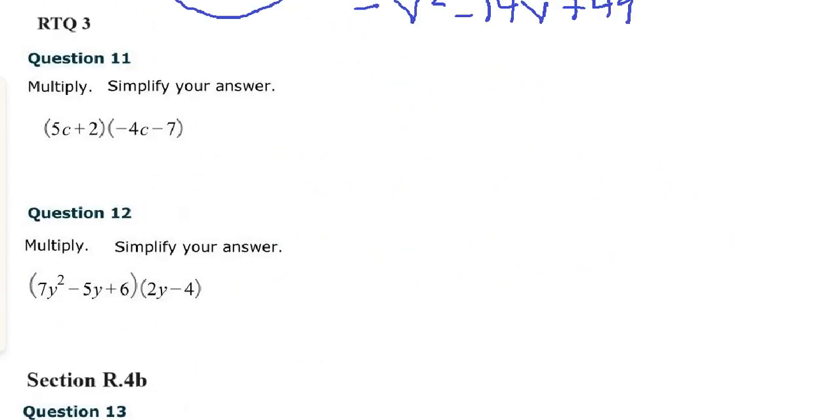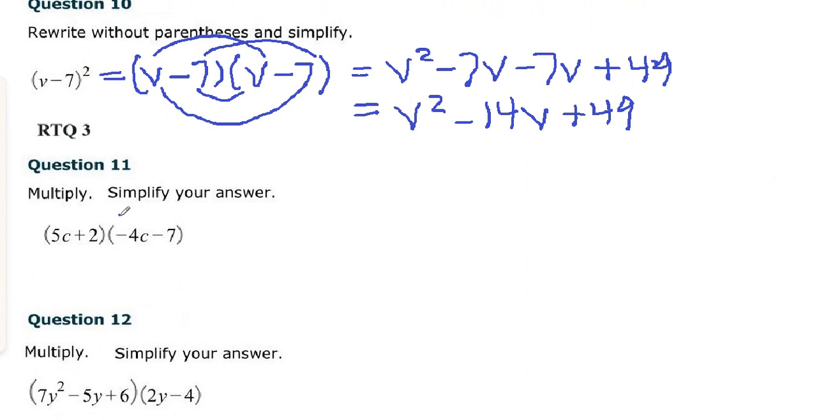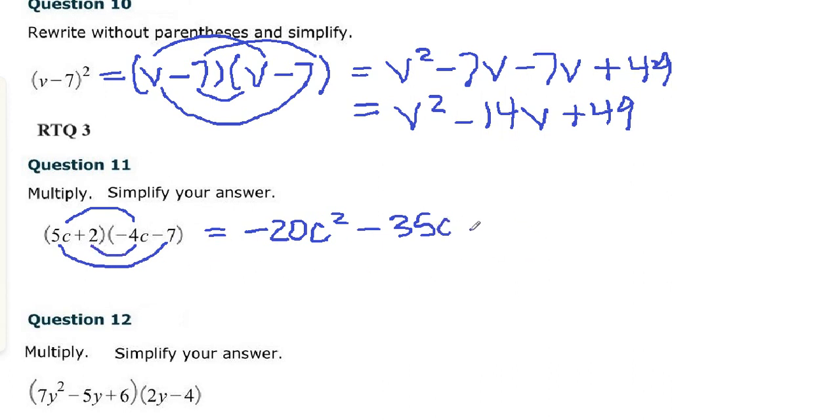Okay, a couple more quick examples and we will be done. Question 11, they want us to multiply and simplify. So again, 2 terms times 2 terms, this will be FOIL. So first terms, 5c times -4c. So 5 times -4, -20. C times c, c squared. Outer terms, 5c times -7 would be -35c. Inner terms, 2 times -4c, so 2 times -4 is -8c. And then last terms, 2 times -7, -14.